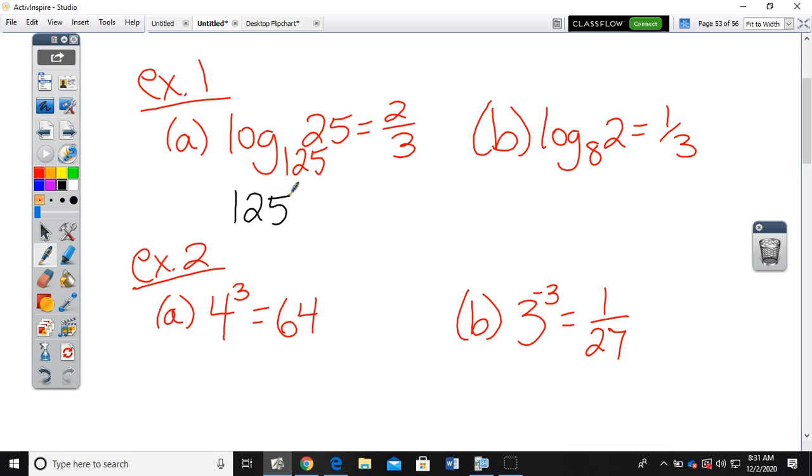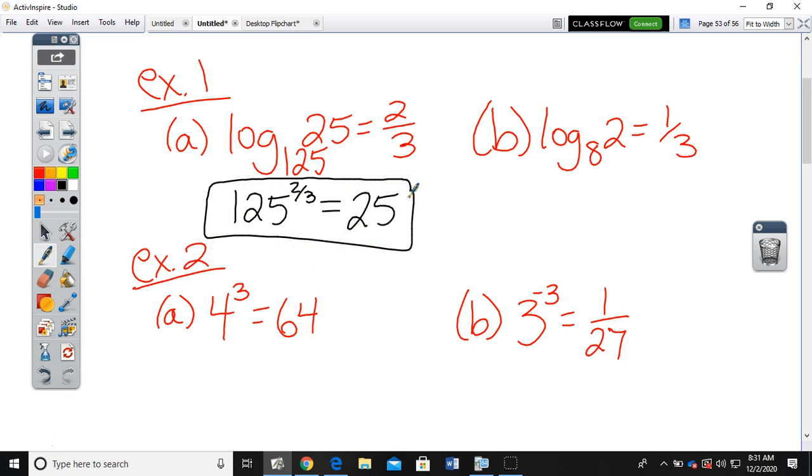What is the exponent on a log problem? It's always the what? So it's going to be 25. On a log problem, your exponent is always your what? Answer. What's my answer? 2/3. And that needs to equal 25. That's literally all you're doing on those problems. You're just rearranging it to where it looks like exponent form.